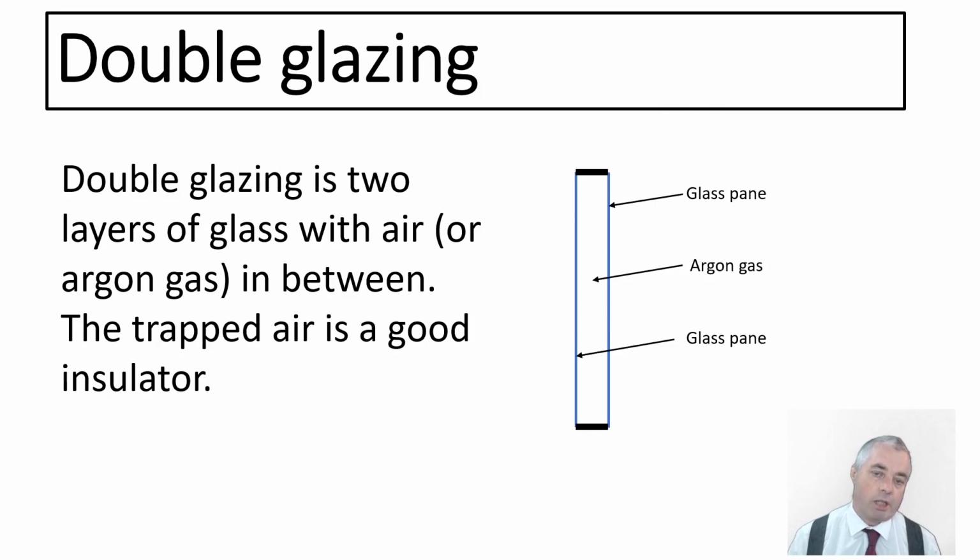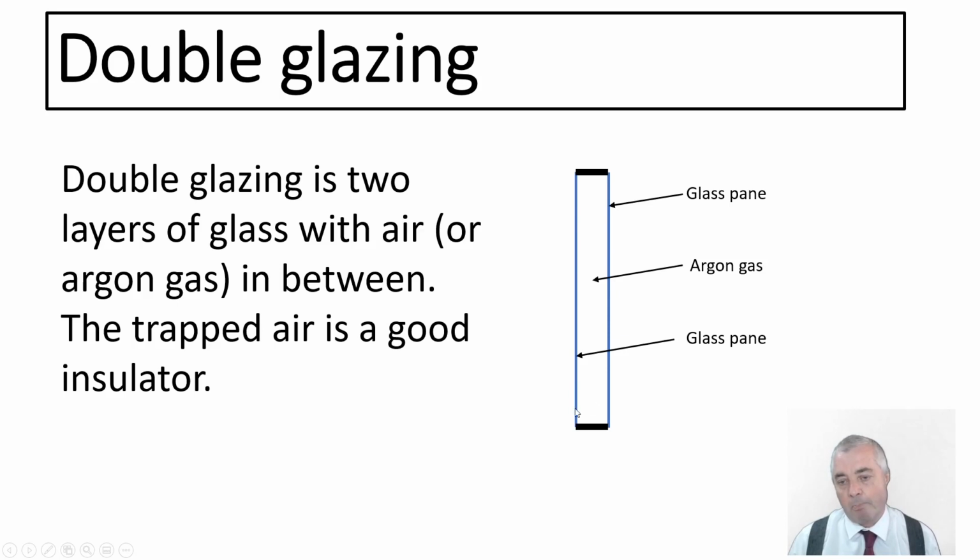And then something else you could do is double glazing. Glass is not a particularly good conductor of heat, but it's not a really good insulator either. And if you feel, even double glazing, you will feel that it's colder than the walls of your house. And the reason for that is heat is going through the glass quicker.